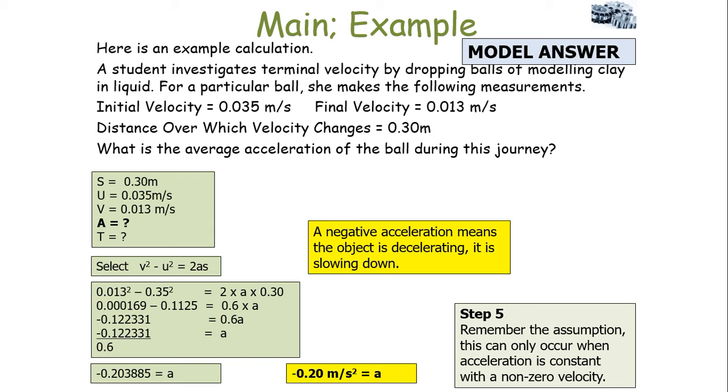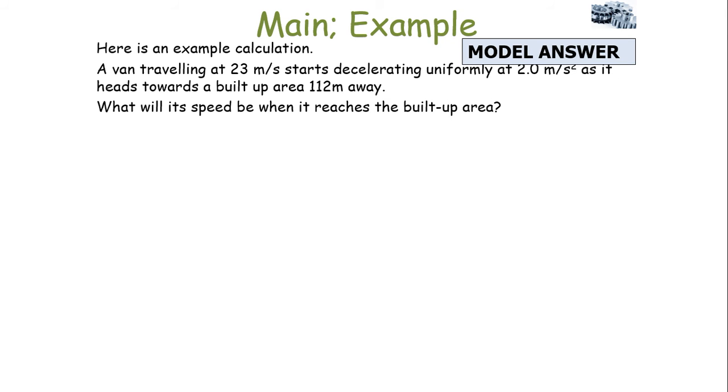Now the last one is, remember our assumption that this acceleration is constant. Now it's a negative number. What does that mean? That the object is decelerating, it's slowing down. That makes sense, because if you look at that, the initial velocity is higher than the final velocity. Let's look at another question.